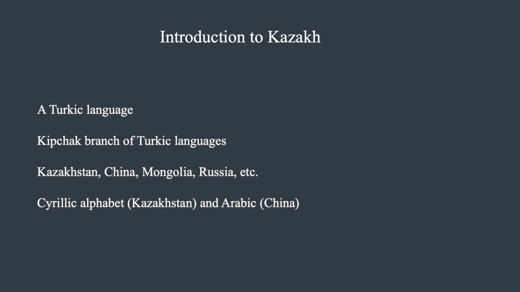Kazakh is a Turkic language mainly spoken in Central Asia. Kazakh belongs to the Kipchak branch of Turkic languages. It is closely related to Kyrgyz, Nogay, and Karakalpak. Kazakh speakers mainly live in Kazakhstan, China, Mongolia, and Russia. Kazakh has more than 14 million speakers in Kazakhstan and about 2 million speakers in China. Kazakh spoken in Kazakhstan is written in Cyrillic script, while Kazakh varieties in China use Arabic script.